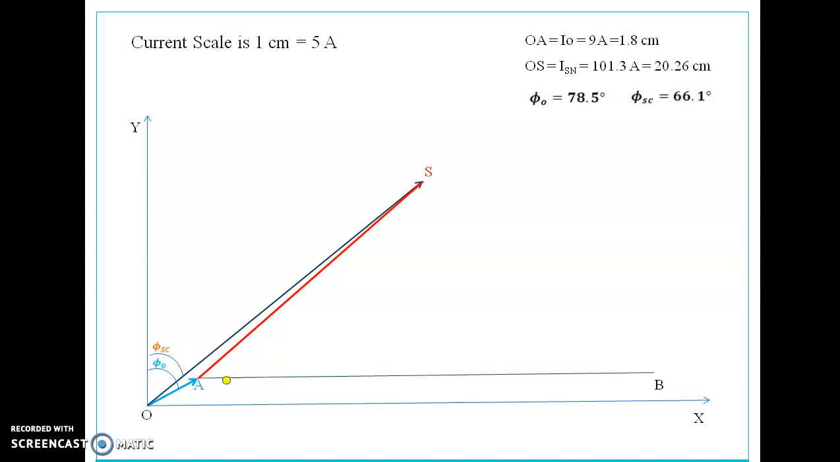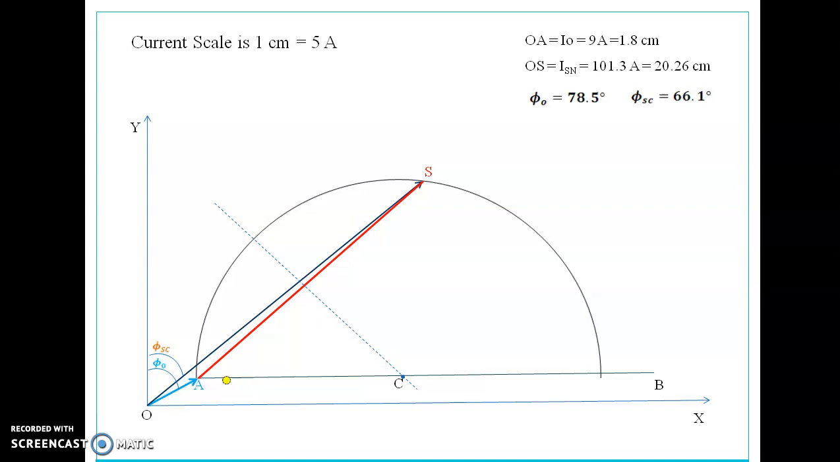Now draw a line which is parallel to the OX axis as AB. Draw a perpendicular bisector for the output line AS, which will meet AB at the point C. Perpendicular bisector to AS meets AB at C. With C as center and AC as radius, construct the semicircle. So the circle construction is over.